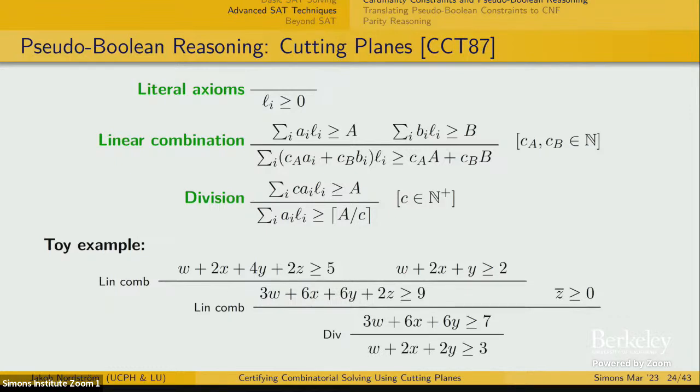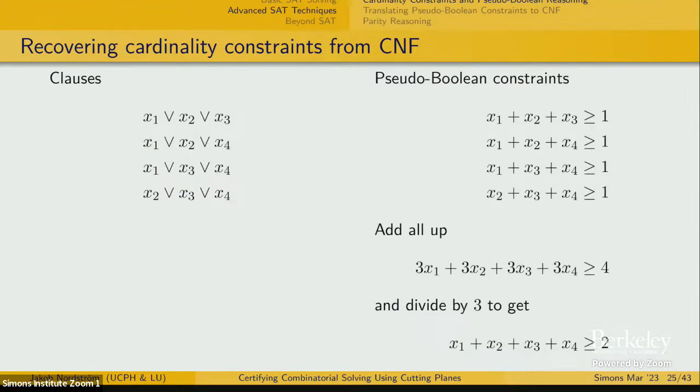This is cutting planes. And now it's clear that if I write down my clauses in pseudo-Boolean form, add them up and divide, then I can get this. So if my proof logging system is able to reason with linear inequalities, then I have a very concise, efficient way to certify this type of reasoning.